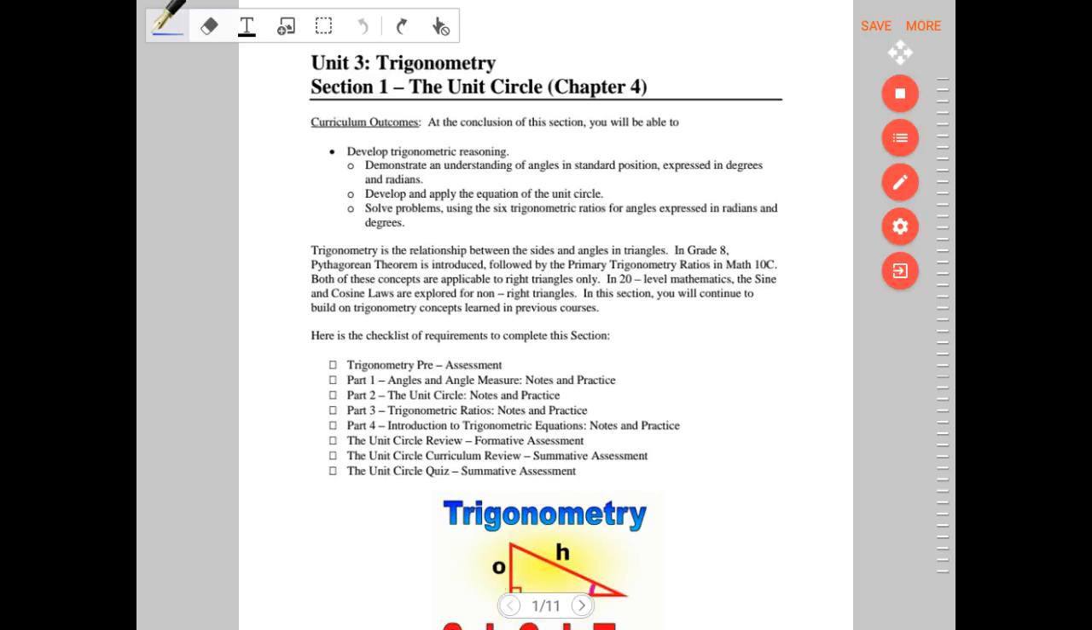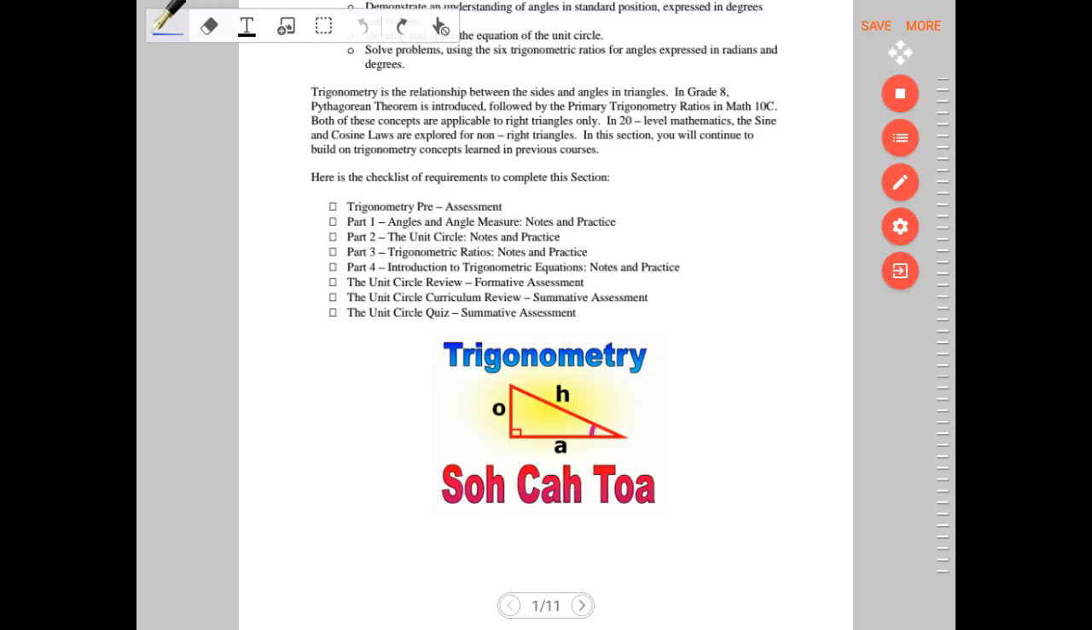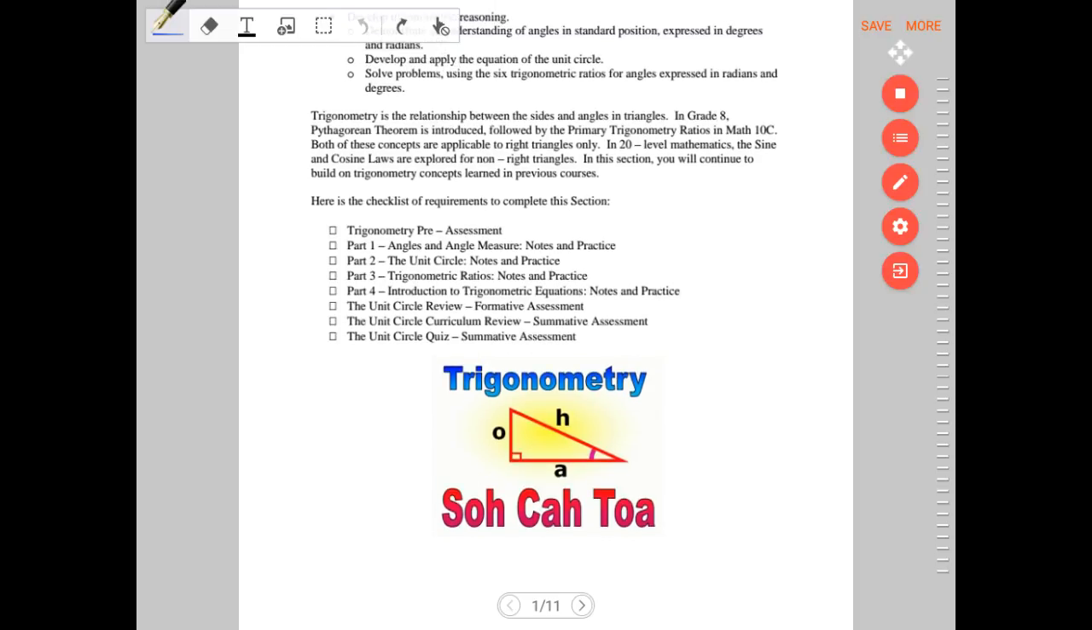Okay, so back in the days when trig was really easy, here was SOHCAHTOA. We're going to move on to something a little more complex. So hold on, this stuff gets good.